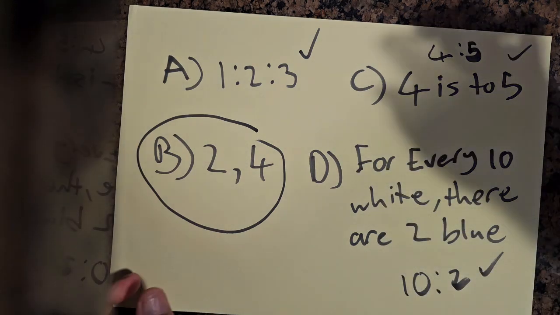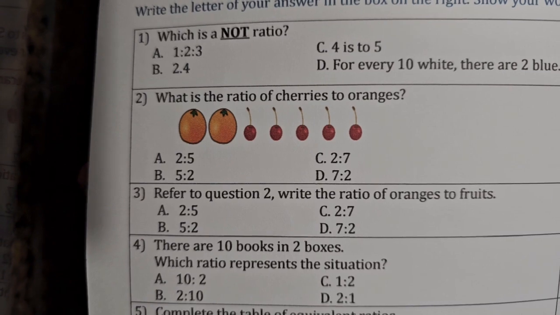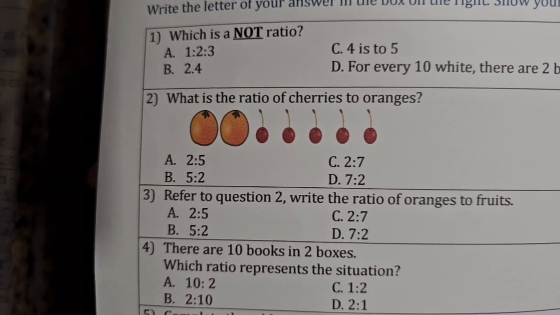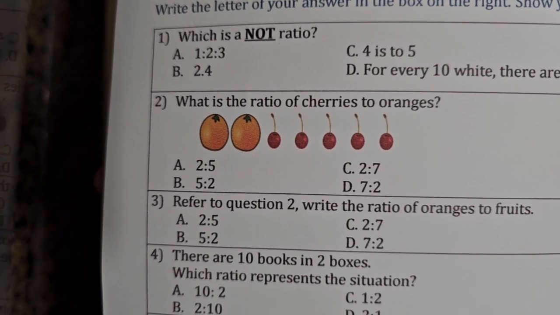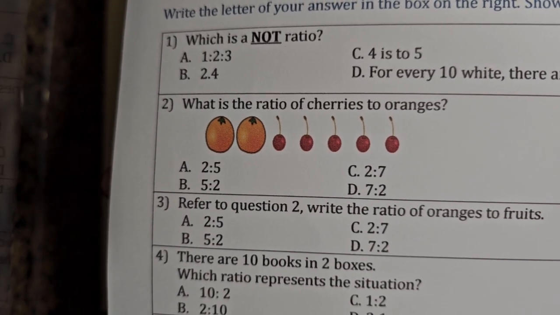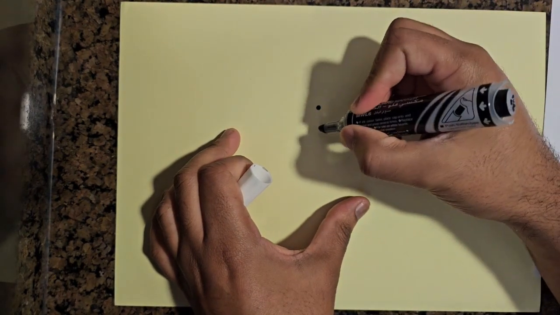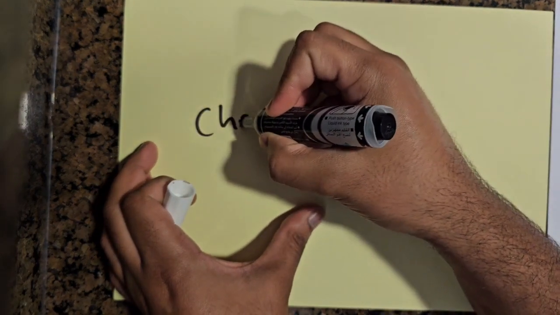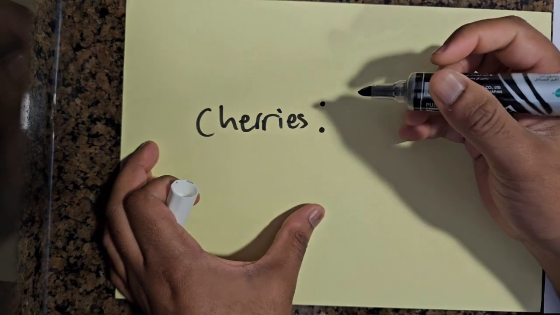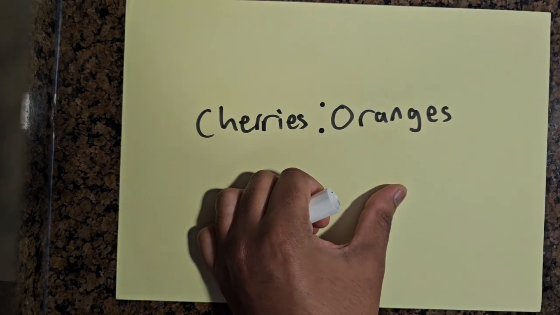Okay, let's look at the next question. Question number 2, we have these oranges and cherries, and the question reads, what is the ratio of cherries to oranges? So really, what this question is testing is, do you know which value we put first? Which value goes on the left of the ratio sign and which goes on the right? An easy way to remember it is the word that came first in the question was cherries, and the word that came after was oranges.